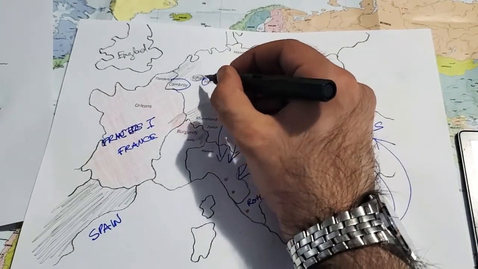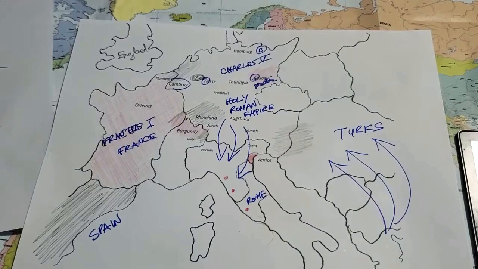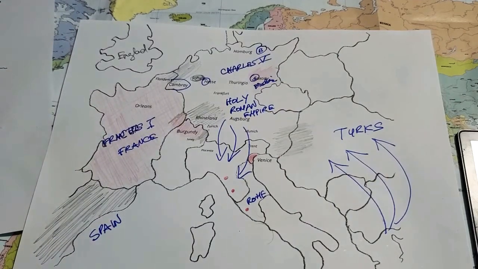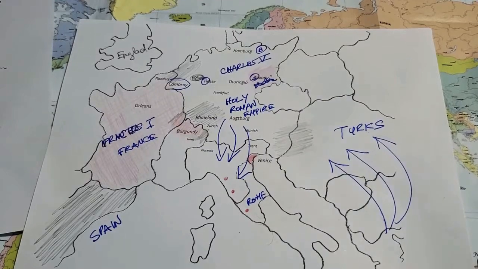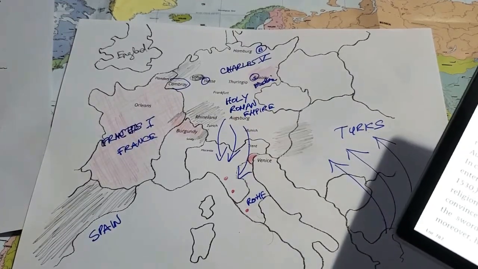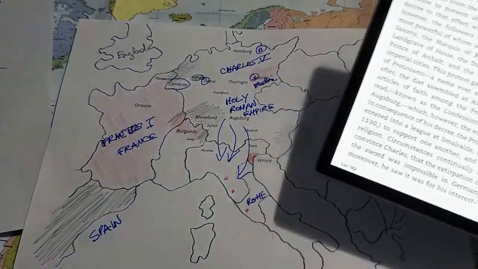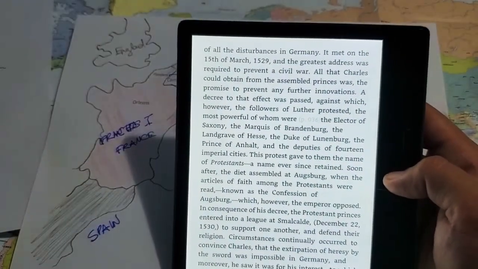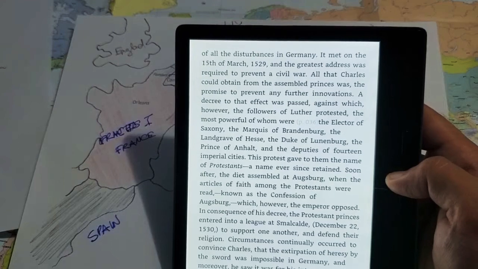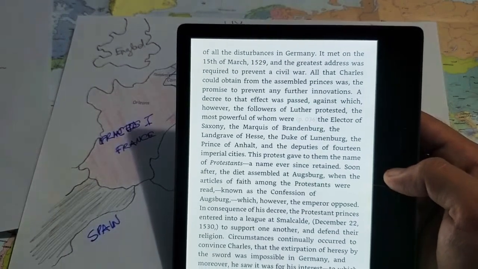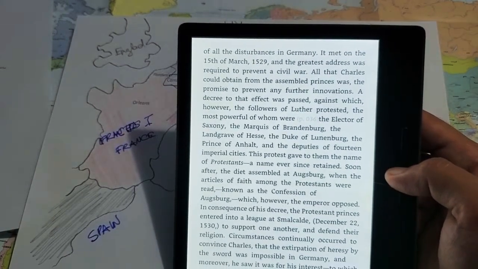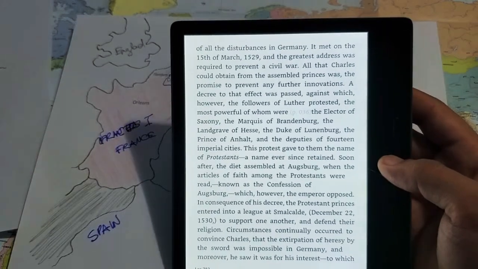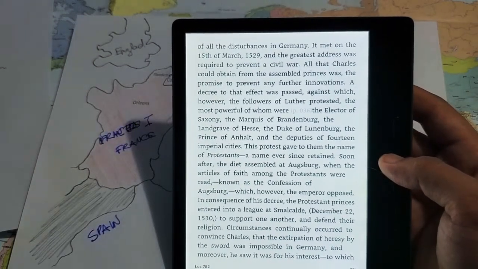So we're just talking about cities all over Germany embracing the Reformation, and they are protesting the decision of the Holy Roman Emperor and the Diet of Spires, which is the Congress of all the Nobles, to condemn Protestantism. But it's already established in northern Germany at this point. This protest gave to them the name of Protestants, a name ever since retained.